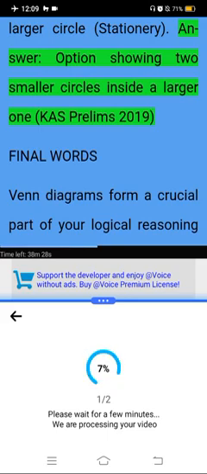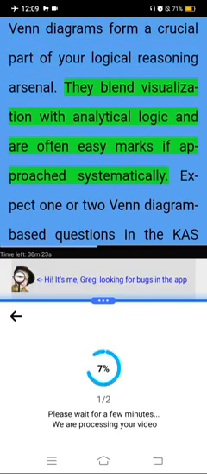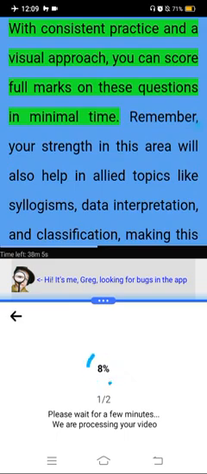CAS Prelims 2019. Final words. Venn diagrams form a crucial part of your logical reasoning arsenal. They blend visualization with analytical logic and are often easy marks if approached systematically. Expect 1 or 2 Venn diagram-based questions in the CAS preliminary paper, either in the form of set-based arithmetic or classification reasoning. With consistent practice and a visual approach, you can score full marks on these questions in minimal time.